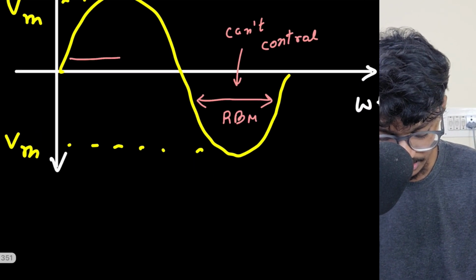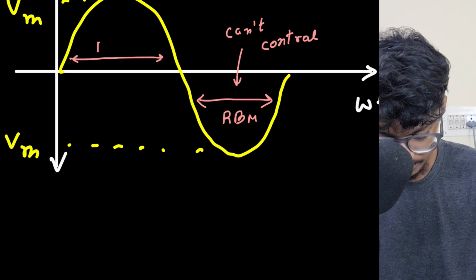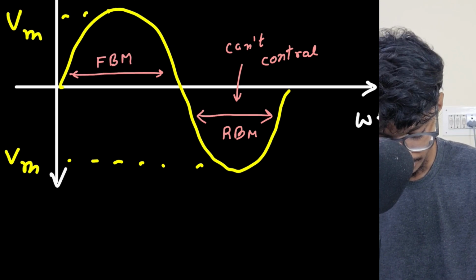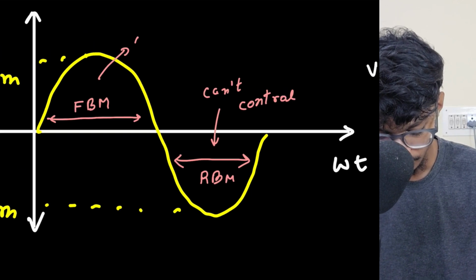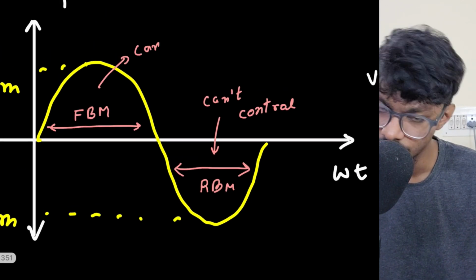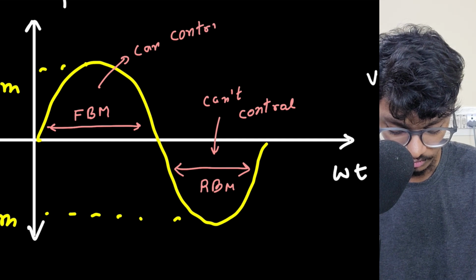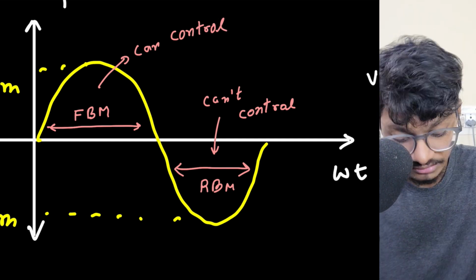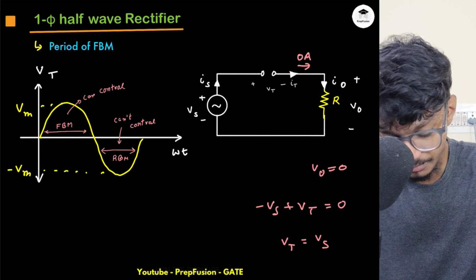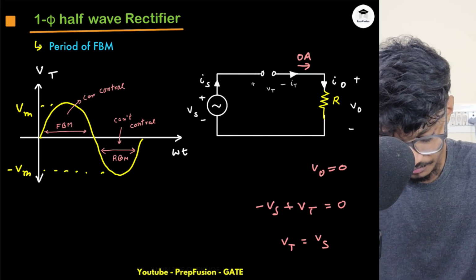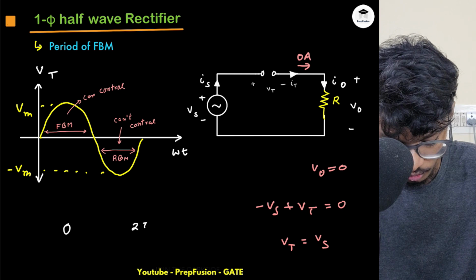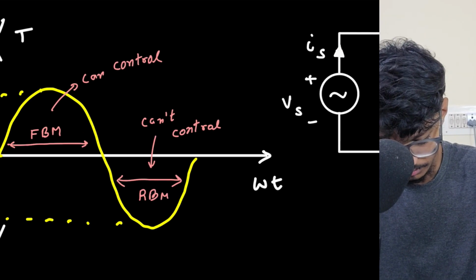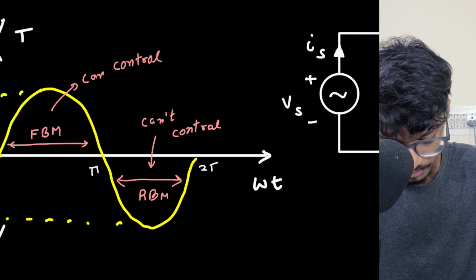Now what is this region? In this region, my SCR is in forward blocking mode. I can control in this region. Because if I trigger my SCR now, my SCR can turn on. Even though it is blocking the voltage, once I trigger with the gate voltage, it will turn on. So this is the period of forward blocking. What is the period of forward blocking? Period of forward blocking is from 0 to pi. This is pi, this is 2 pi.